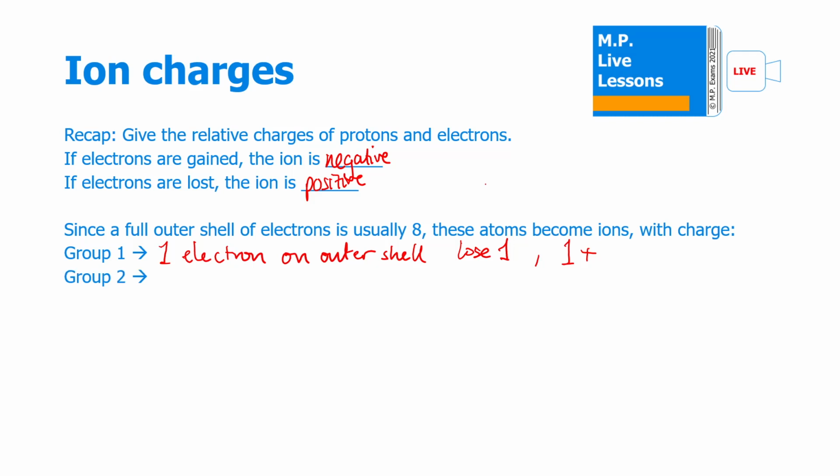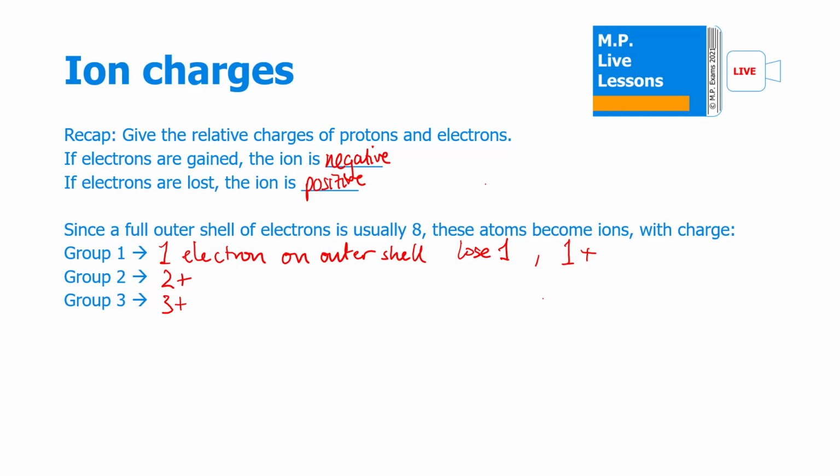Now it's similar for group 2, they'll have 2 electrons on their outer shell. That means they need to lose 2 electrons to become stable, and they become ions with a 2 plus charge. A simple pattern for group 3, they'll have 3 electrons on their outer shell, which needs to be lost, and that means they become ions with a 3 plus charge.